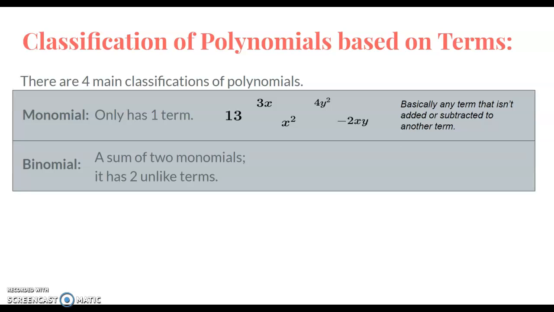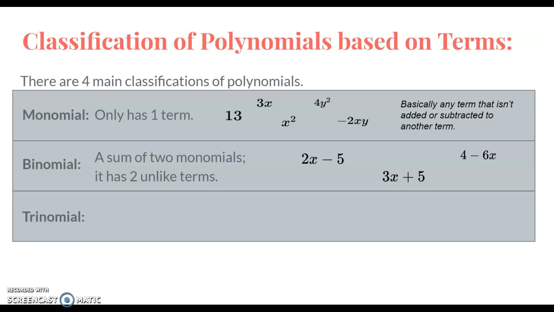Binomials are a sum of two monomials, and they have to be unlike terms. So, for example, 2x minus 5, 3x plus 5, 4 minus 6x, all of these qualify as binomial because they are two terms combined with a minus or a plus sign.